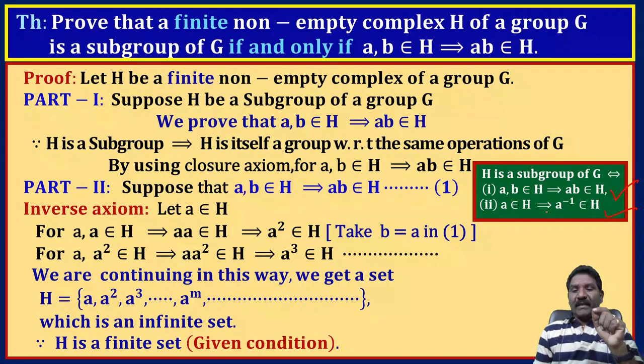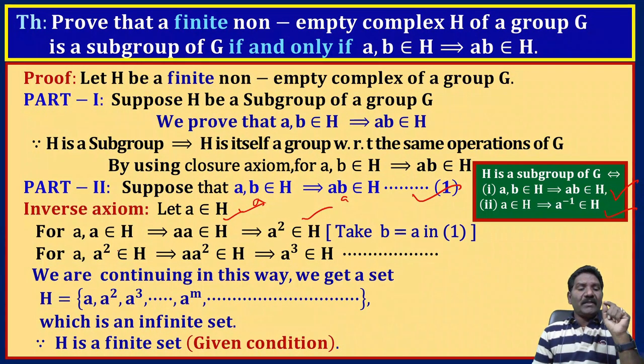It is enough to prove that the inverse element exists, that is, every element in H has a multiplicative inverse. Already the closure condition exists: a, b belongs to H, ab belongs to H, equation 1. Inverse axiom: let a belongs to H. Replace b by a in 1. a, a belongs to H gives a into a belongs to H. That is, a belongs to H, a belongs to H, a into a belongs to H. a into a is a square. a square belongs to H.